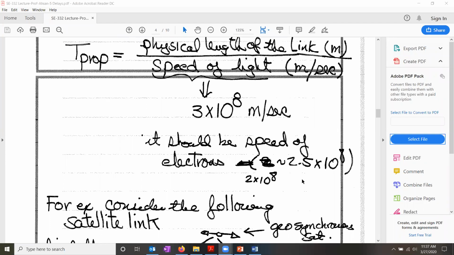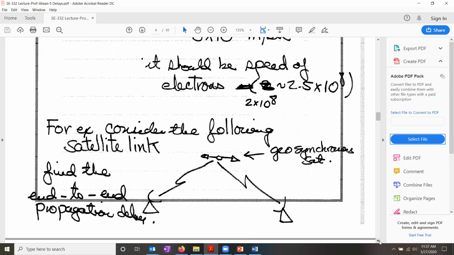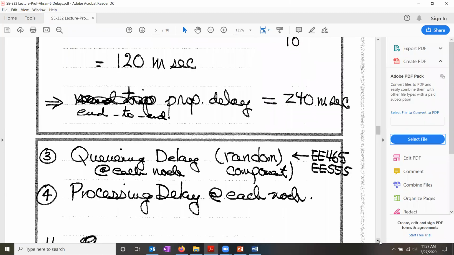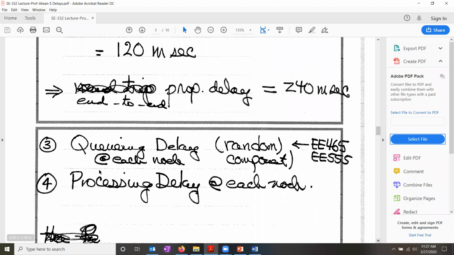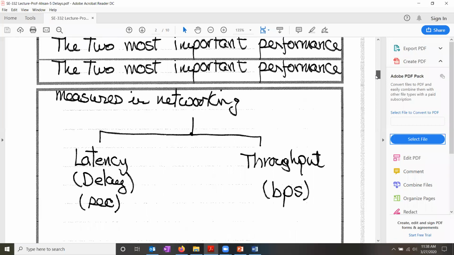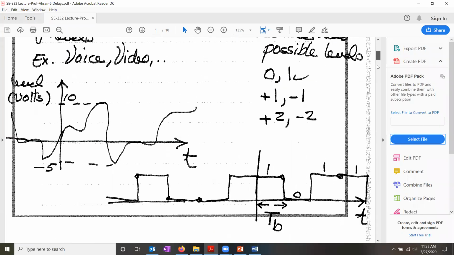Now two things are clear: transmission time of a message and the propagation delay. Now the third type of delay is the keying delay at each node. And then the fourth one is the processing delay at each node. So what are these delays? Keying delay and processing delay. Let me go to the diagram above.